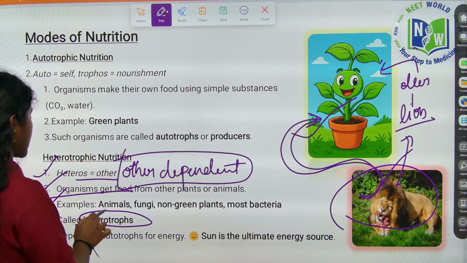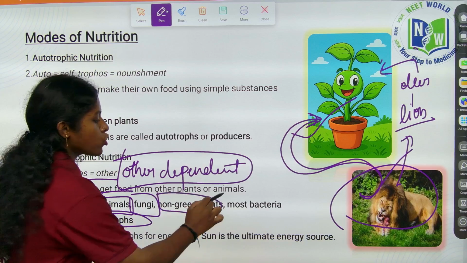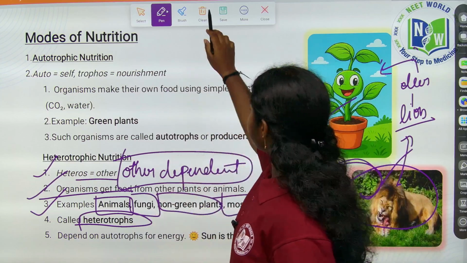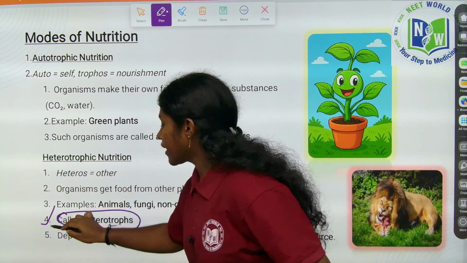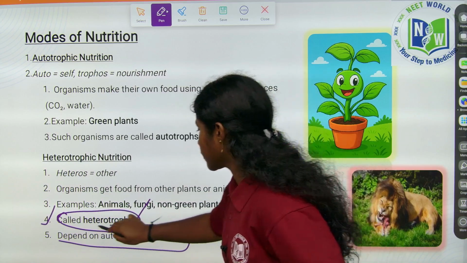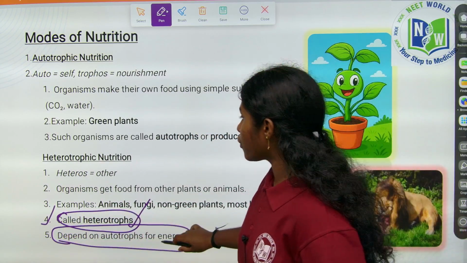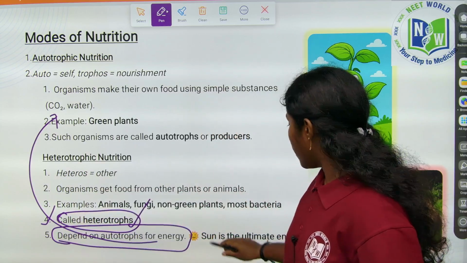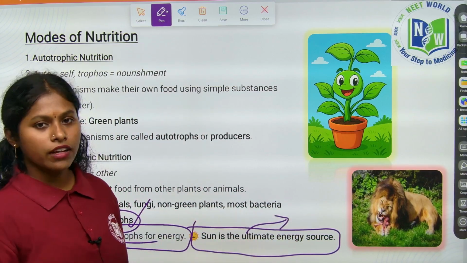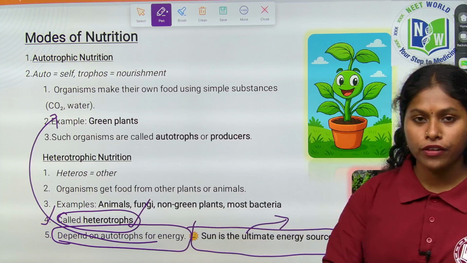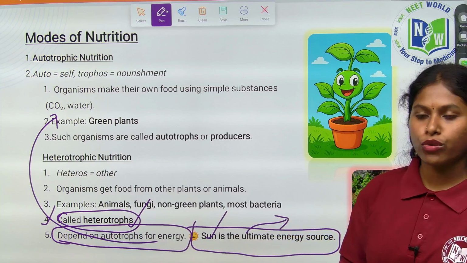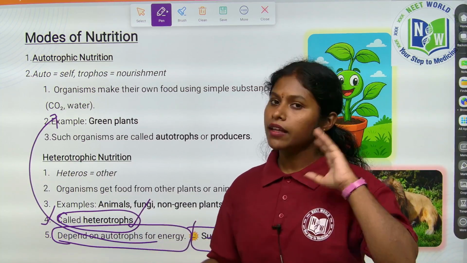So the examples, if they ask, are animals, fungi, non-green plants, most bacteria. They are depending on other organisms for their food, right? Those which cannot prepare their own food, we call heterotrophs, depending on autotrophs for energy. Of course, directly or indirectly, the heterotrophs are depending on the autotrophs, right? The sun is the ultimate source of energy for the autotrophs and also the heterotrophs. Without the sun, we cannot imagine our lives, right? Because without the sun, can the plants prepare their own food?